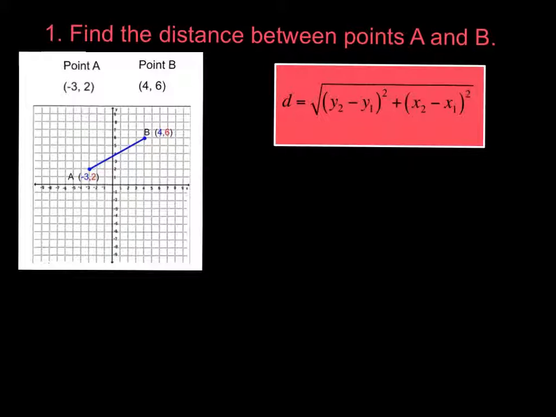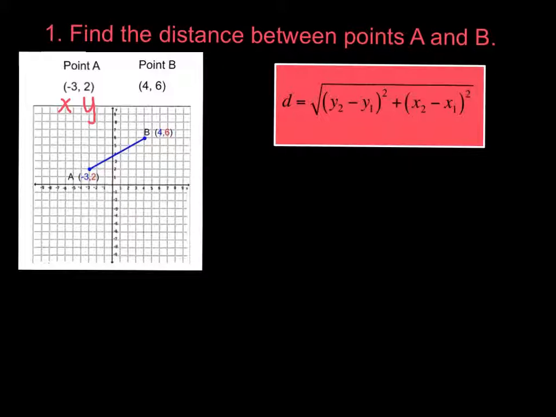Okay, let's start with point A. Point A has an x value and a y value. The x value on point A would be the -3. It's the first number in the ordered pair, so this is going to represent your x. And the 2 would represent y.